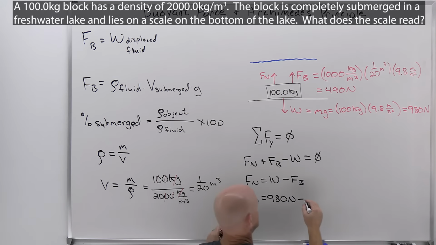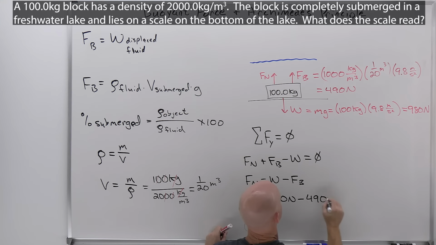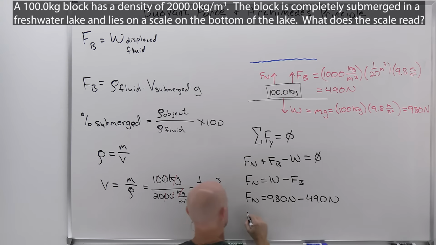All right, so coming back here, 980 minus 490. We see now that the normal force is lower than in the last problem. And we should see that this is probably exactly half, right? So 980 minus 490 should give us 490, and indeed it does. And so the normal force is also 490 newtons.